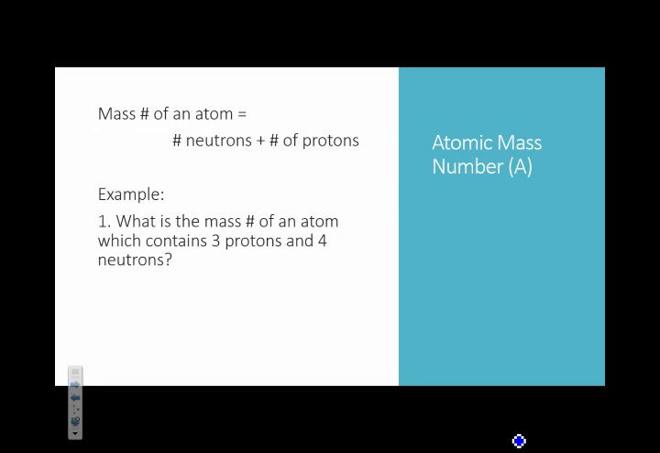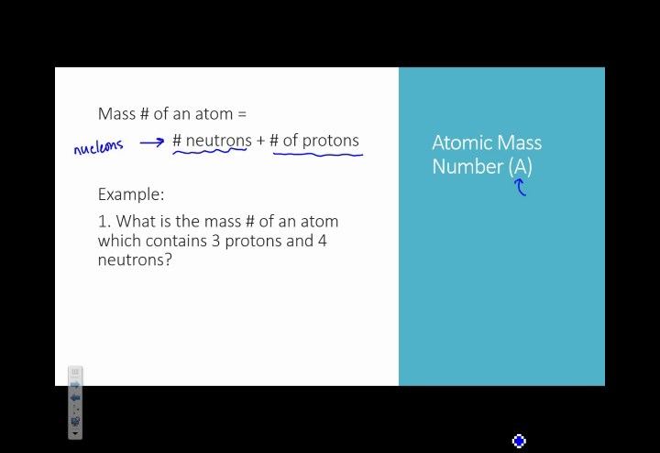Tricky, tricky. Okay, then we have the atomic mass number, which is denoted by an A often, and the mass number is equal to the number of neutrons plus the number of protons. So you remember that these guys, neutrons and protons, were both located in the nucleus, and so they were referred to as nucleons. So my mass of my atom is pretty much the mass of my nucleus.